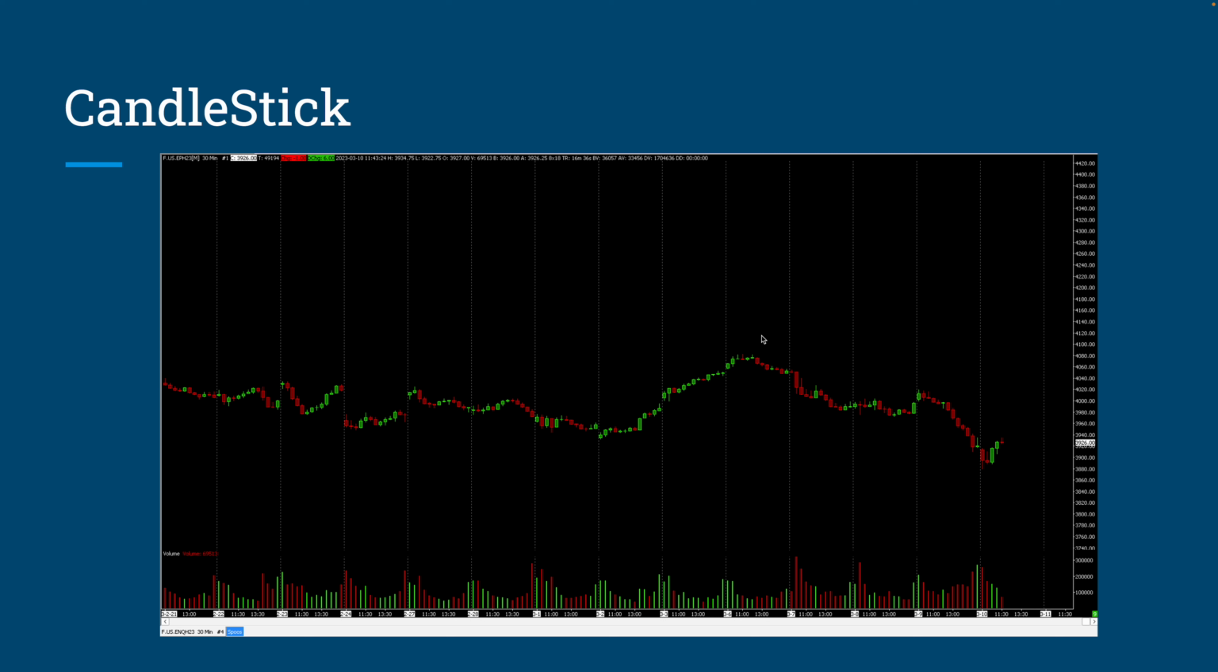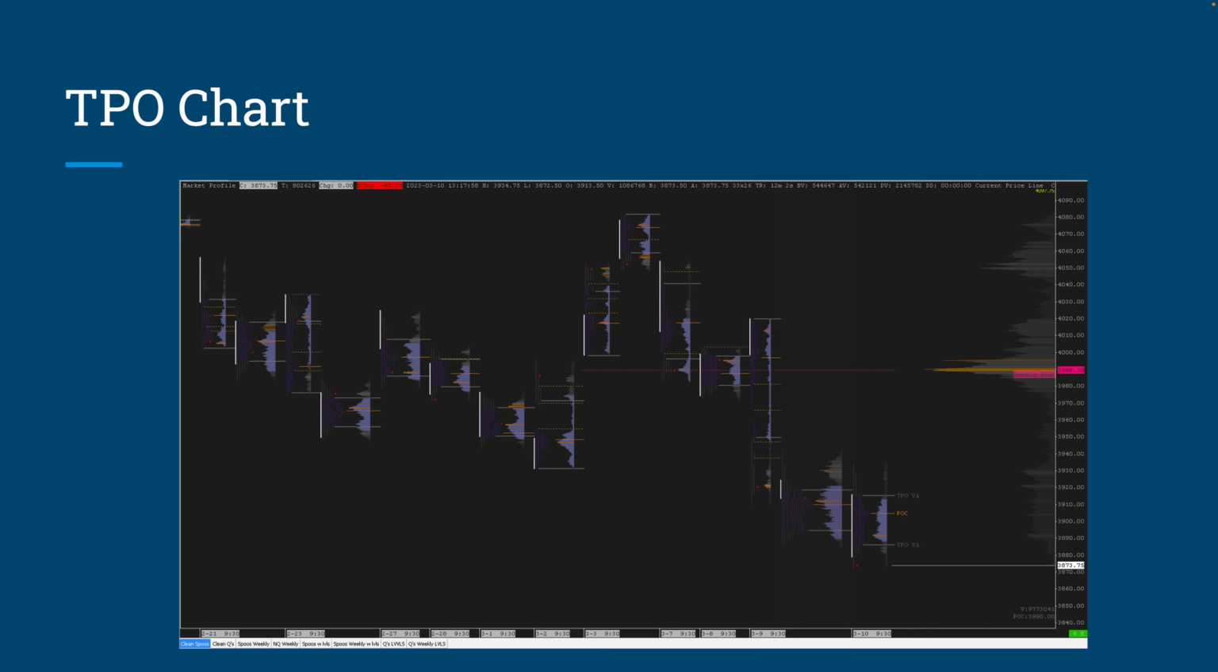So this is a regular candlestick chart. Each candlestick represents 30 minutes. You have price over here, volume and time over here. So volume and time is being displayed on the horizontal axis, and then we have price being displayed on the vertical axis. And once again, volume is being based on time in the candlestick chart.